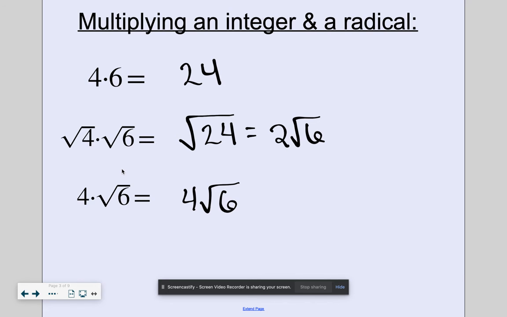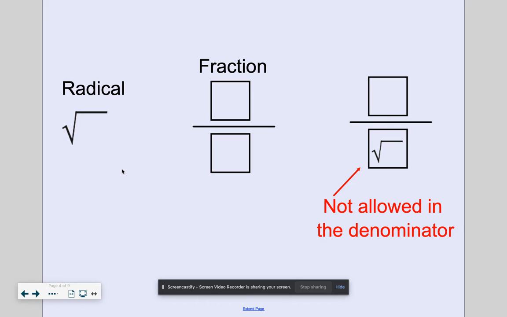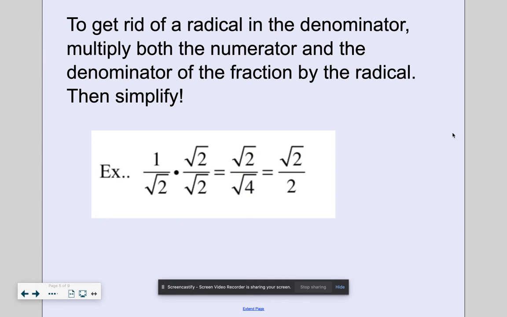Okay, so it's going to be a little bit easier. These are the steps we're going to use when we're rationalizing our denominator. So when I say rationalize a denominator, it means that we cannot have a radical down here in the bottom of our fraction. In a fraction, if we're dividing something, we can't have a radical. It's really not allowed. So what we do is called rationalizing the denominator. We're putting that radical to the top of our fraction. So to get rid of a radical in the denominator, you multiply both the numerator, so top of your fraction, and the bottom of your fraction by the radical, and then we simplify.